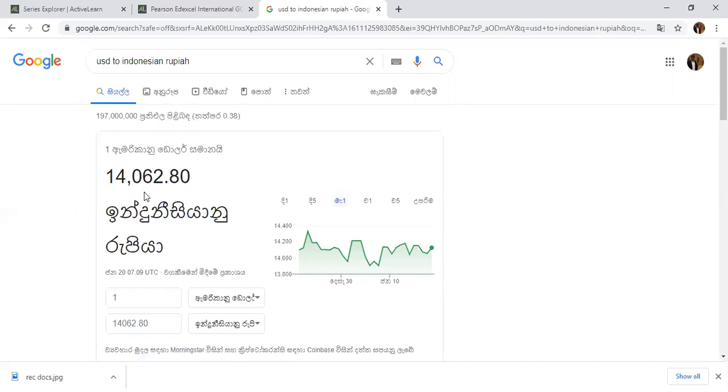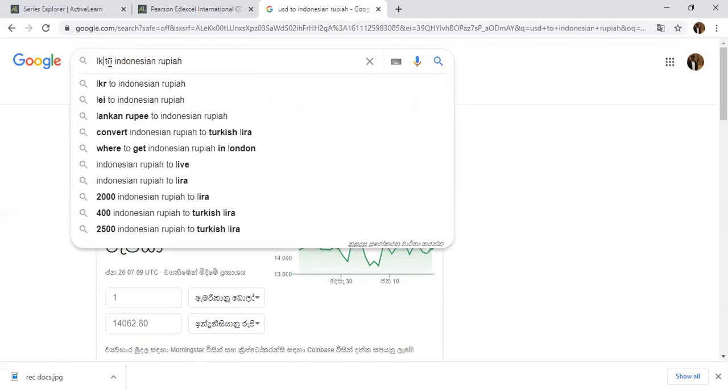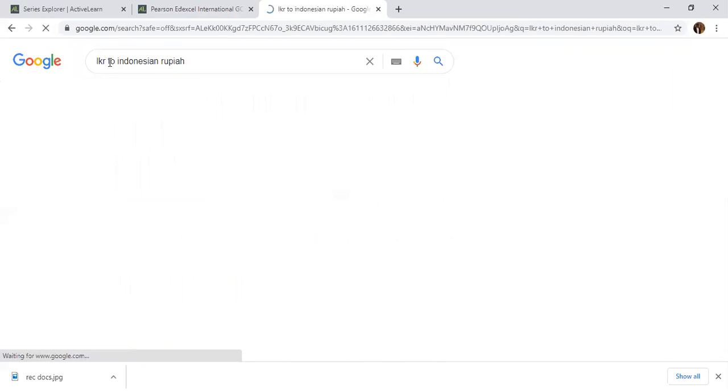14,000, you have to pay $1 equal 14,062 Indonesian rupees. Imagine. Some currencies like the Indonesian rupiah are so low that there are some currencies even less than the Sri Lankan rupee. Let's say you compare the Sri Lankan rupee, LKR, to the Indonesian rupee. How much?